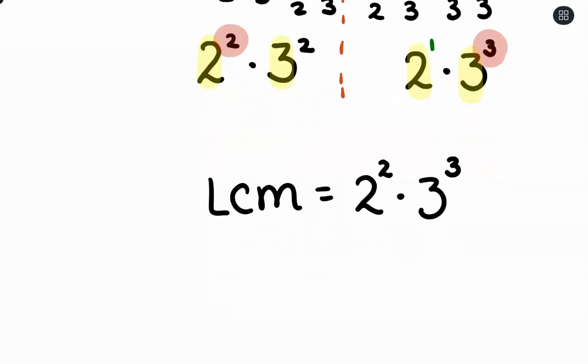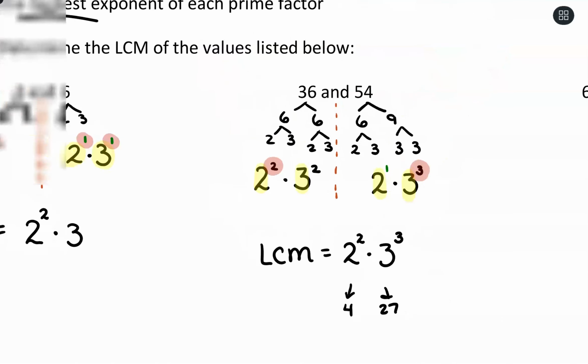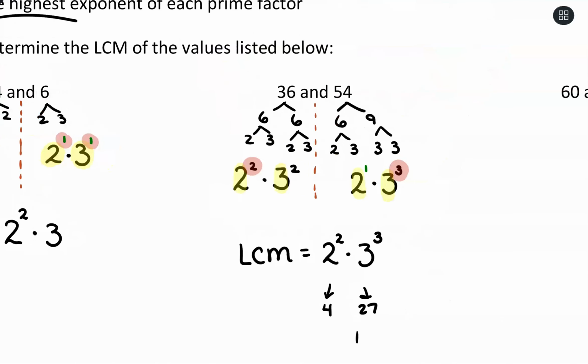And then just a quick double check. That's a 4, that's a 27. And just quickly in a calculator, plugging that in, 4 times 27. So 108. And I would just make sure, can I divide that by 36? Yep, 36 times 3 is 108. Can I divide 108 by 54? Yep, 2 times 54 is 108. So that is our least common multiple there.